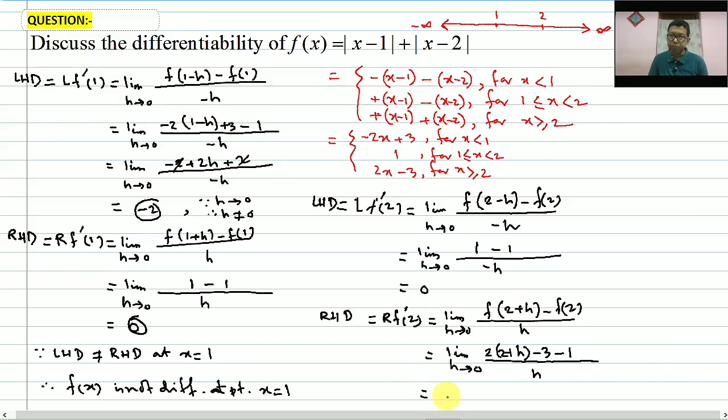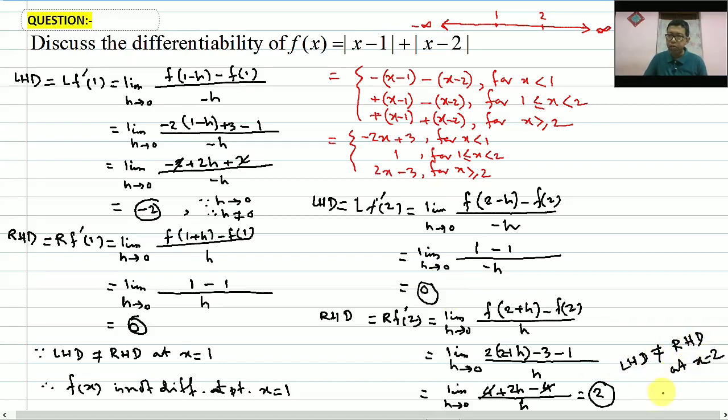What is the result? Limit h tends to 0 of 4 plus twice h minus 4, whole divided by h. This 4 will be cancelled, and twice h divided by h, h will be cancelled, so the limit will be 2. So RHD here is 2. LHD is equal to 0 and RHD is equal to 2. Again you see that LHD is not equal to RHD at the point x is equal to 2. Therefore f of x is not differentiable at the point x is equal to 2.